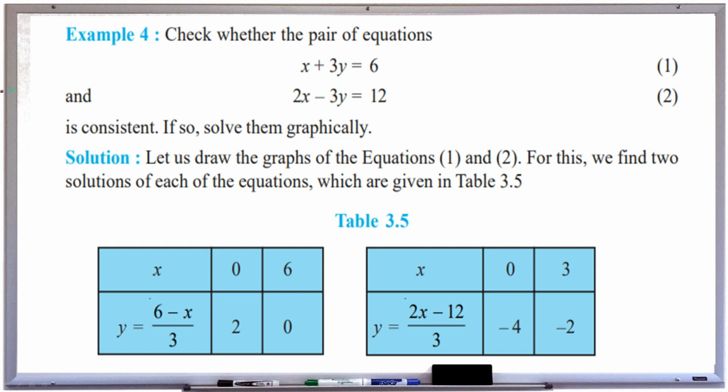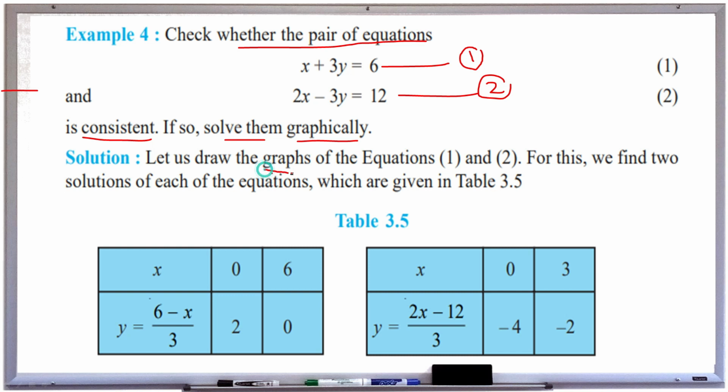Check whether the pair of equations is consistent. One: x plus 3y is equal to 6 and 2x minus 3y is equal to 12. Are these two equations consistent? If so, solve them graphically. First we have to find whether it is consistent, then we can draw the graph on the graph sheet.